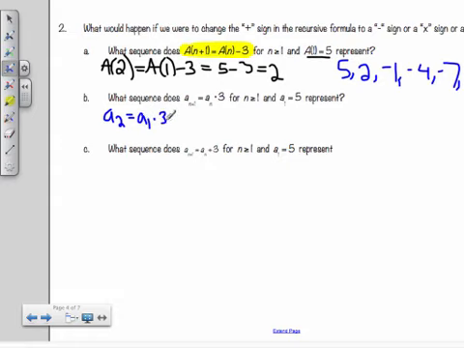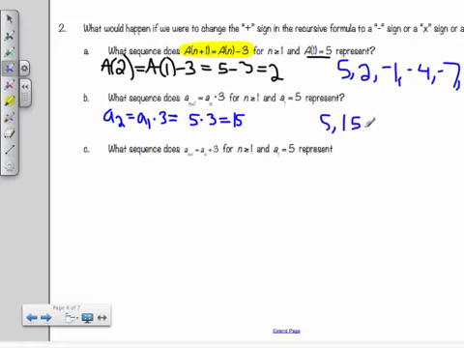So a sub 1 I know is 5, so I would just take 5 and multiply that by 3, and I would end up getting 15. So each term is 3 times larger than the previous term. So that means that my first term would be 5.